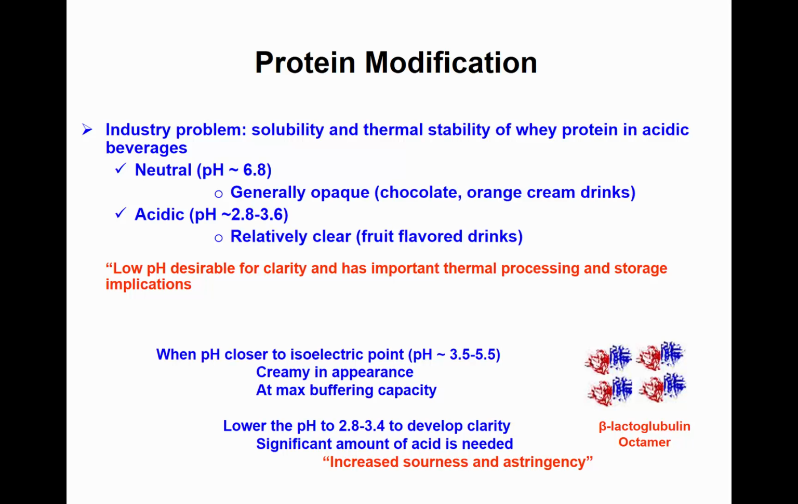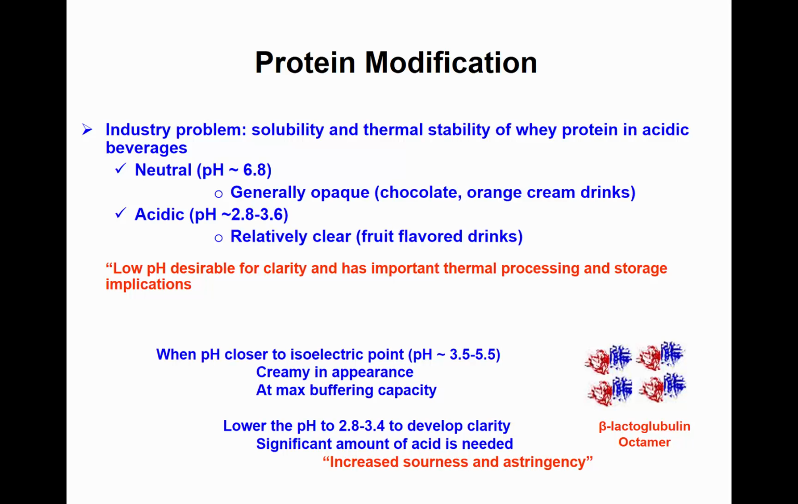So there are 2 types of beverages that are present in the market for whey protein beverages or any other type of protein beverages. You have the neutral, and if you're using whey protein, it's generally opaque, it's not clear, so you have it covered with either a chocolate type of beverage or strawberry, orange cream, so you have that color beverage. Most fruit-flavored beverages are acidic and clear. These are desirable. There is a desire for clear beverages in the market. So whey protein forms a clear beverage.